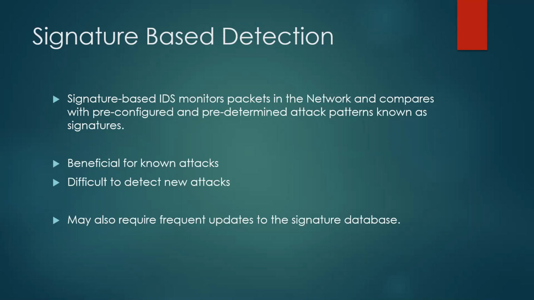For signature-based IDS, there will be a lag between a new threat discovery and its signature being applied to the IDS. During this lag time, the IDS will be unable to identify the threat, thus leaving your network vulnerable. Signature-based detection may also require frequent updates to the signature database to ensure the most up-to-date signatures.